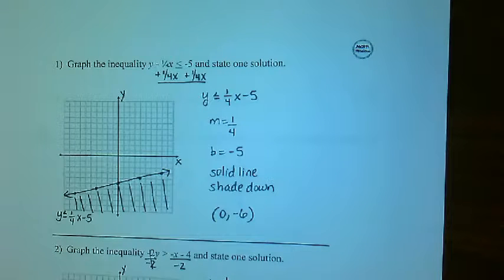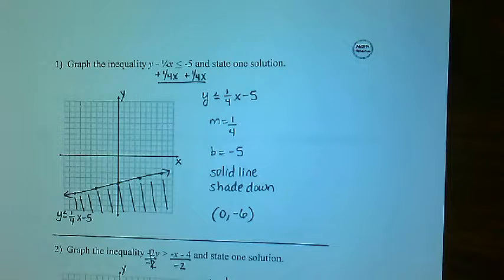Okay, that has not changed. When we're graphing, we are always solving for y, just like we did in section number 1. Day number 1 of this unit, we talked about graphing lines, not inequalities, but lines, and you always want to solve for y equals mx plus b. Okay, so I added the 1/4 x over, so my slope is 1/4, and my b is -5.